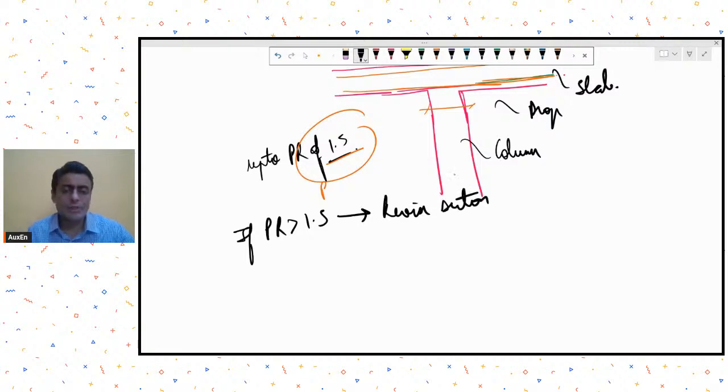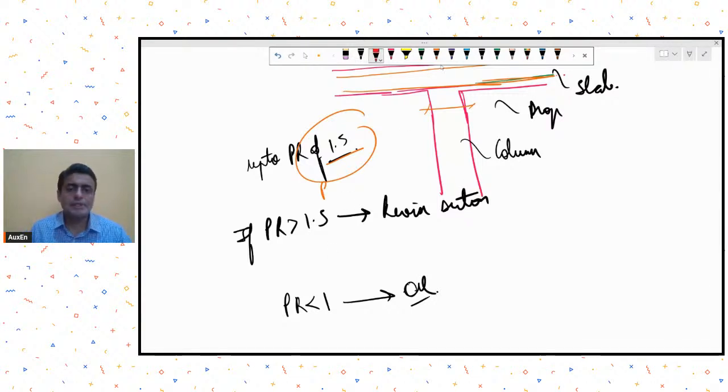So either you revise your slab section or you revise your column size, whatever you want to do. If your punching ratio is less than 1, that means it is okay. Whatever slab thickness you are providing, it's okay. Punching ratio is less than 1.